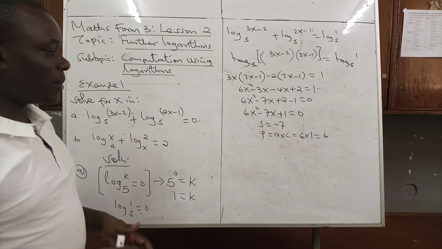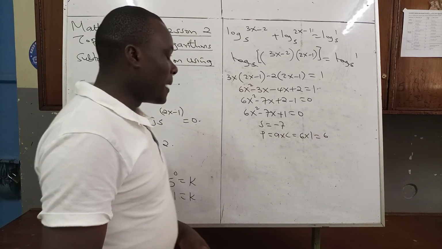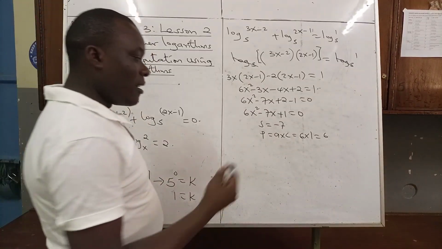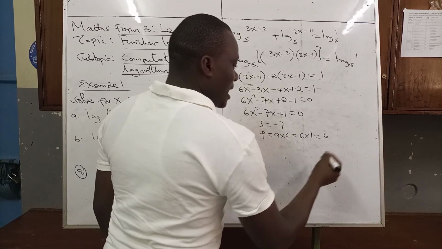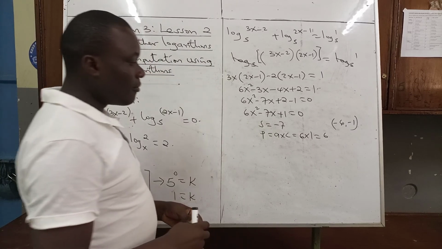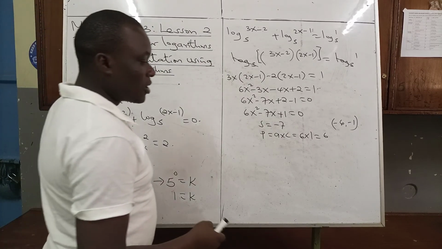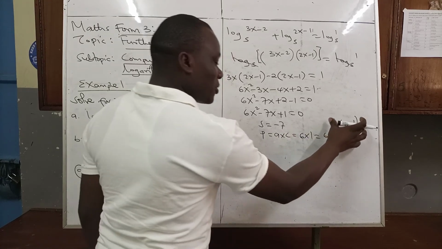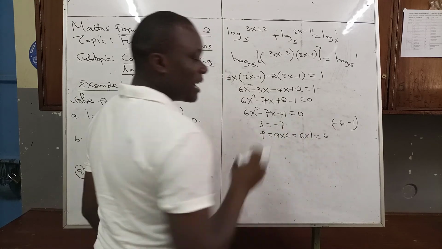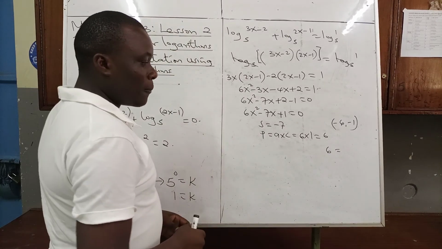Now we think of two numbers. When we multiply the two numbers, we obtain a positive 6. And when we add the two numbers, we obtain minus 7. When we think very fast, the numbers will be minus 6 minus 1. Last time, when I was taking you through quadratic equations, I said that for you to be able to obtain these two numbers we are looking for, you go to the number that you have obtained under the product, you try to look for its multiples.